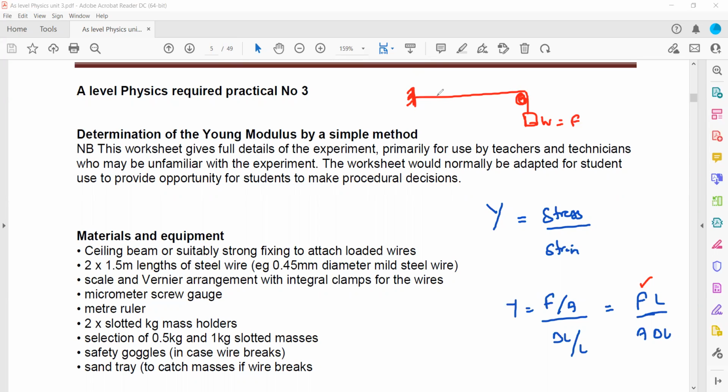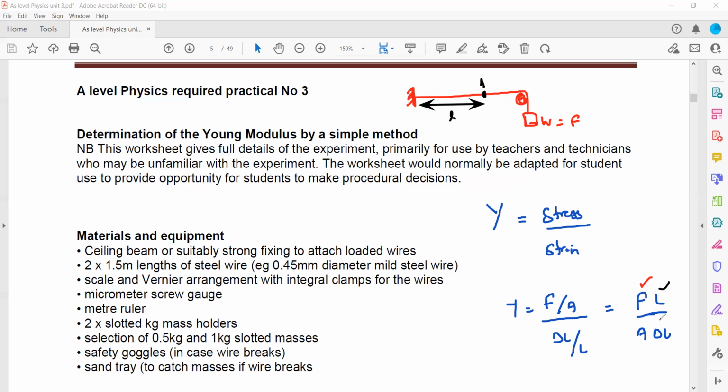Then we'll place a marker on the wire, for example, we can just place a mark here anywhere. That is the length which we are using. For example, we place a tape or the marker at position A, and we measure the length before attaching any load. We measure the length, that length is called L. To get the length, you'll need a meter rule or a meter scale.